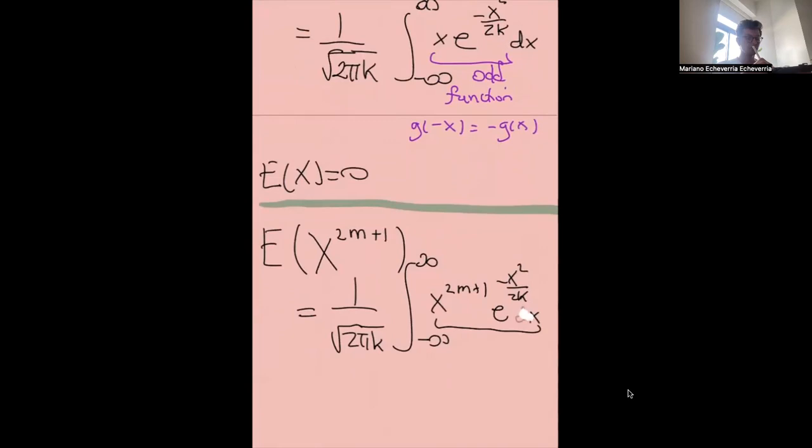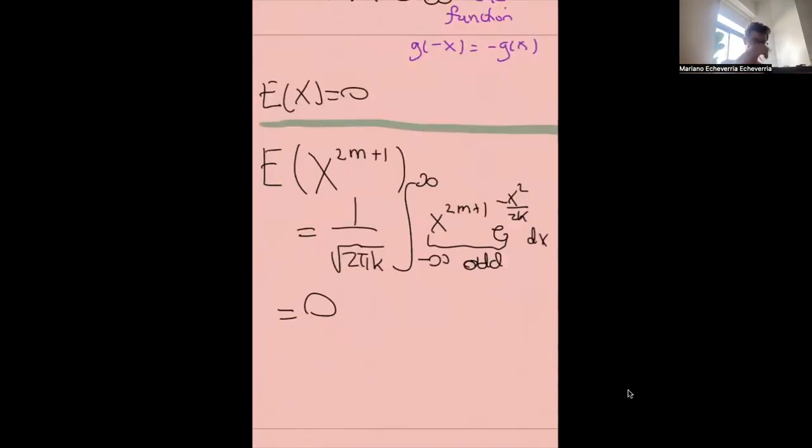To do it when the mean is not 0, but especially when the mean is 0, it's very easy to see that this is just an odd function. So for the Gaussian, for the bell curve, for the normal distribution, all the odd moments vanish. That's a reason why it's nice to work with this one first.